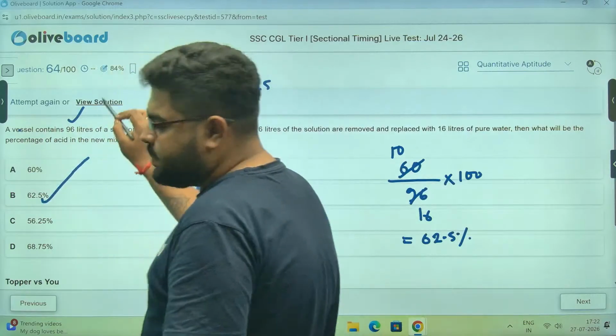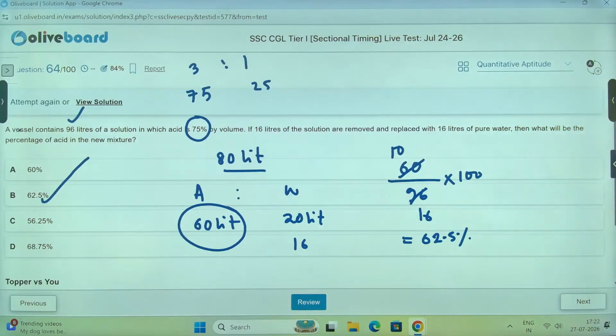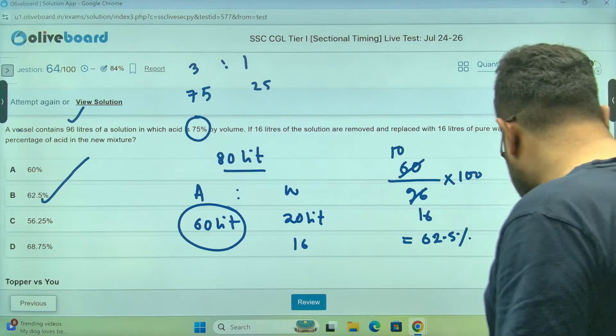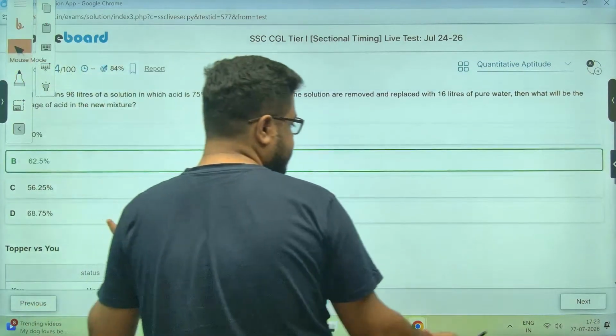So option number B is your correct answer, sir. Again, a very simple question.